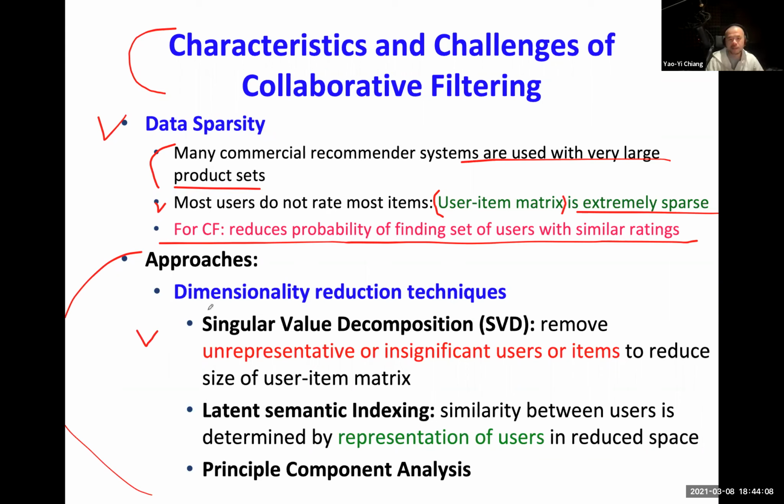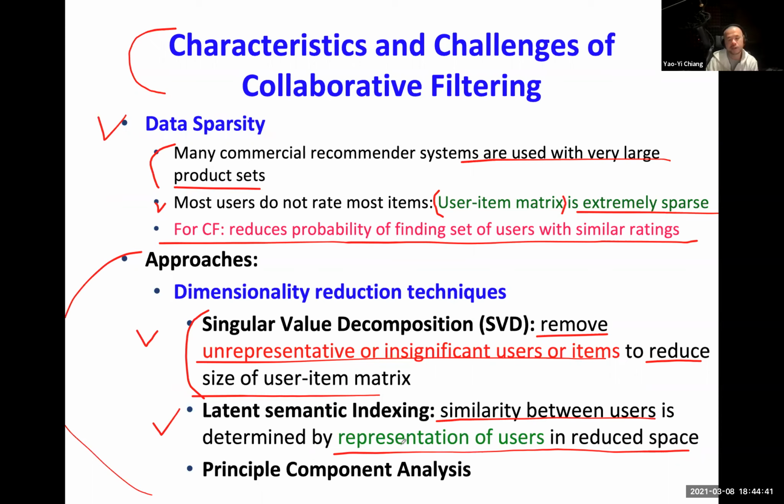SVD is a method where you can take a large matrix and reduce its dimension. Then you will be able to find representative users or items. Right, so using SVD, you will be able to remove the unrepresentative ones, and then reduce the size of the user-item matrix. Latent semantic indexing is a technique to learn the similarity between users based on the representations of users in a reduced space. So this is also a machine learning method.